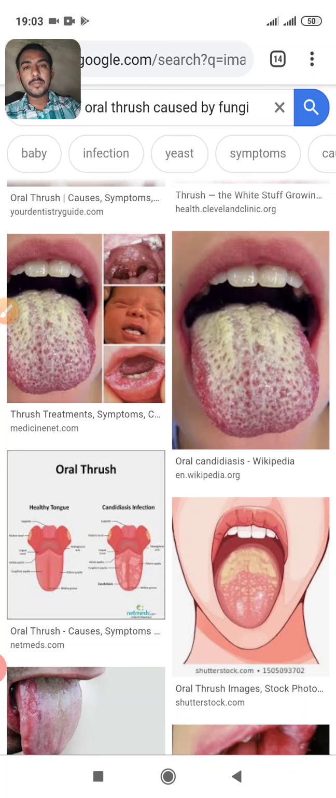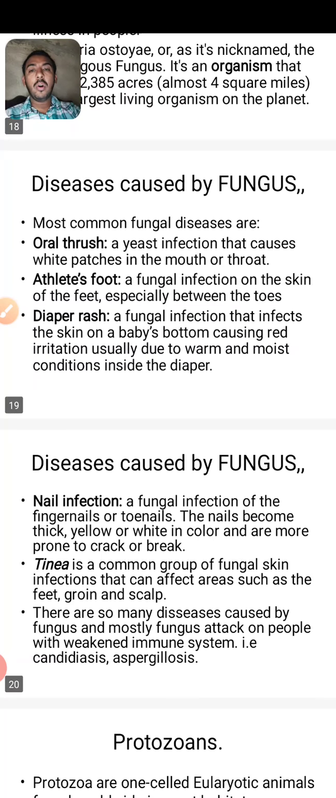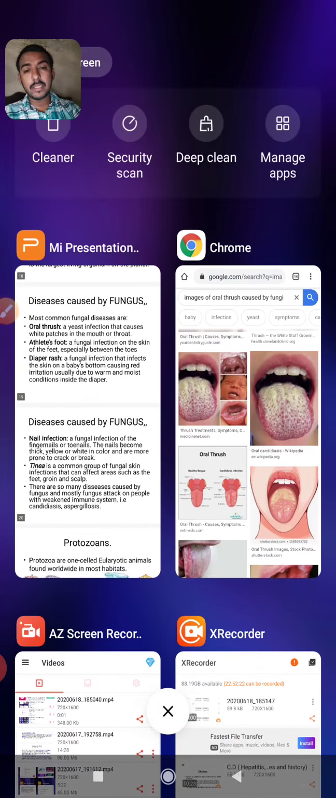Well, now let's move to the PPT and see what it says. Oral thrush is a fungal infection caused by a species of yeast that causes white patches in the mouth or throat. I have already shown you images of the white patches over the tongue and the throat as well. Then there is one more disease caused by fungi, that is athlete's foot. It is a fungal infection on the skin of the feet, especially between the toes. So let's look at images of athlete's foot.